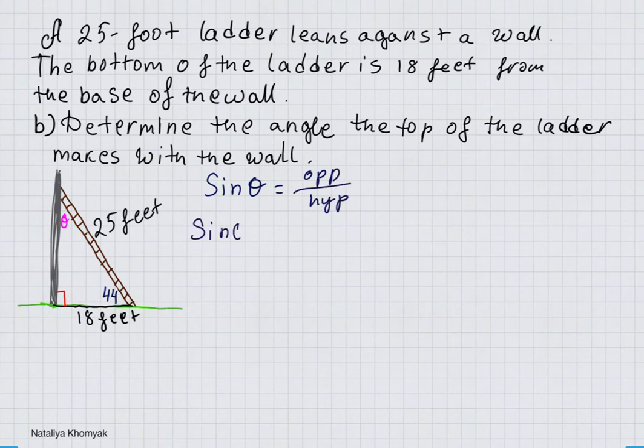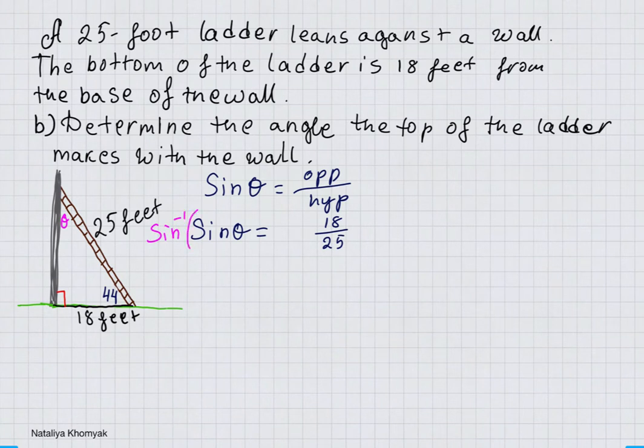Sine of theta is equal to the opposite side, 18 feet, over the hypotenuse, 25 feet. The feet and feet would cancel. The inverse function of sine is sine to the -1.